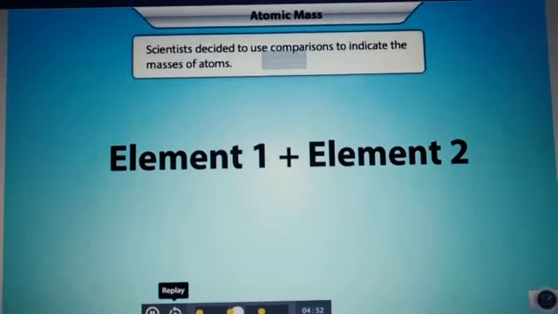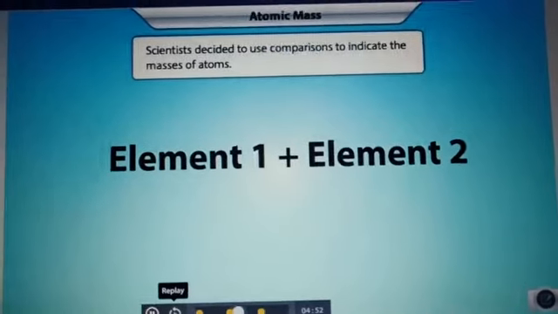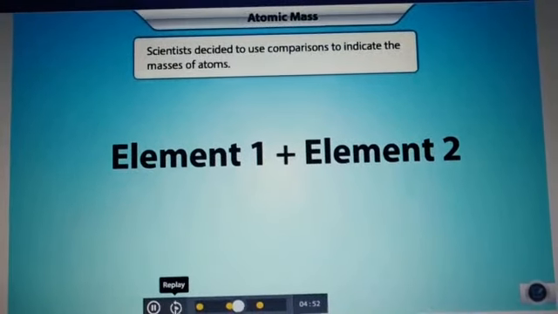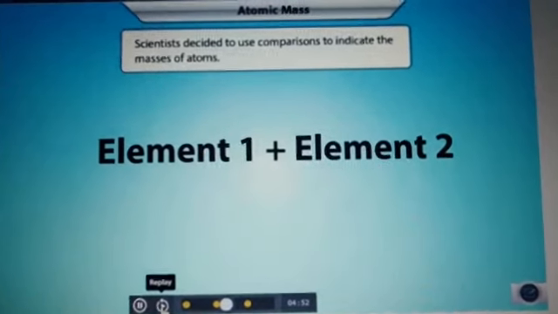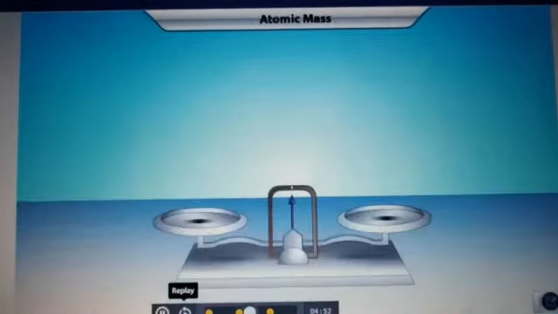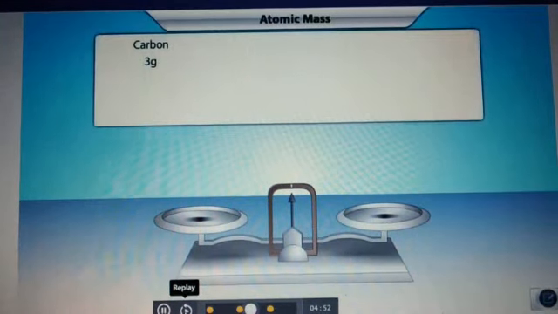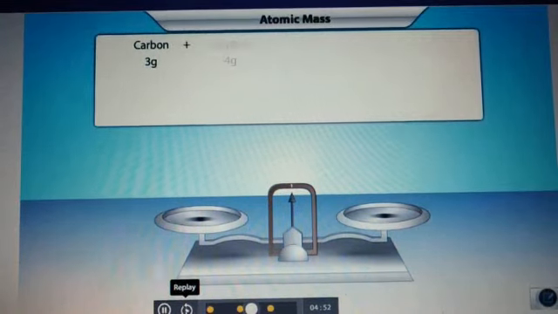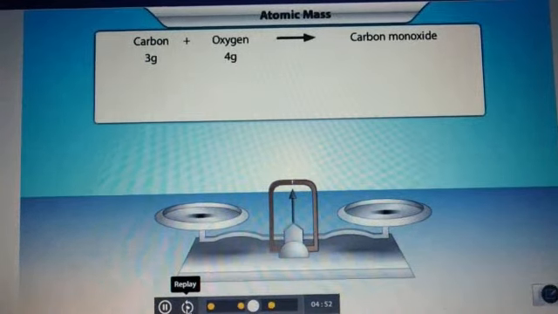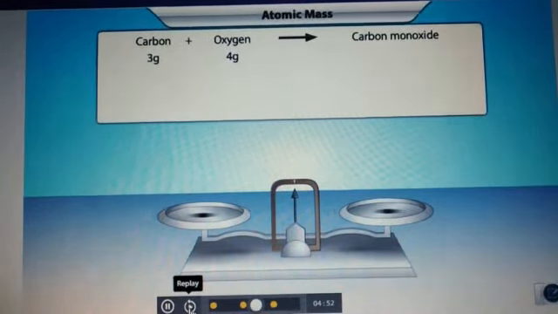As it is not possible to literally measure the mass of an atom, scientists decided to use comparisons to indicate the masses of atoms. They did this by observing the proportions in which elements combined with one another. For example, 3 grams of carbon combine with 4 grams of oxygen to form carbon monoxide.